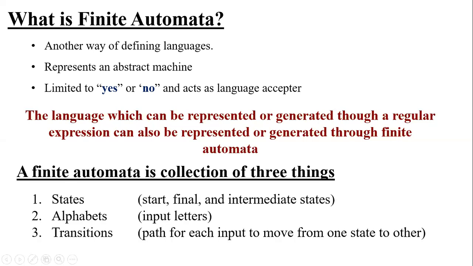There are basically three components of the finite automata. The one is the state. State can have a dedicated start state, a set of final states, and there are intermediate states. While the alphabets that we have already discussed in the regular expression, these are the language defining symbols. In case of finite automata, these alphabets are input letters, and there is a transition that is actually a path for each input that determines what would be the next state on a given input from the current state.